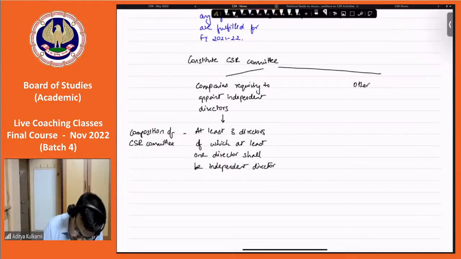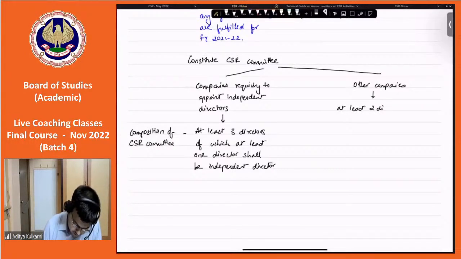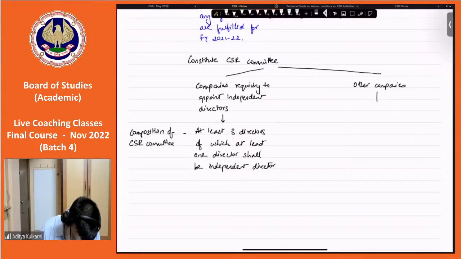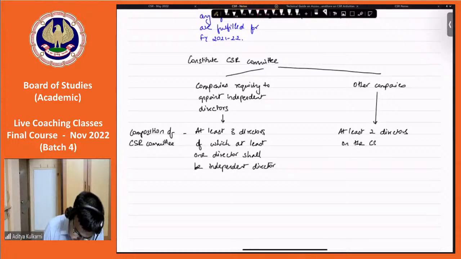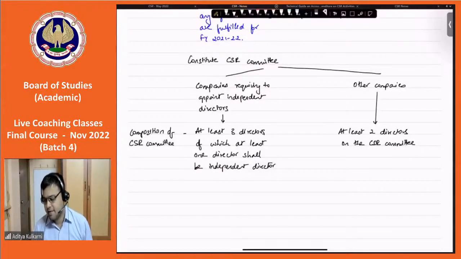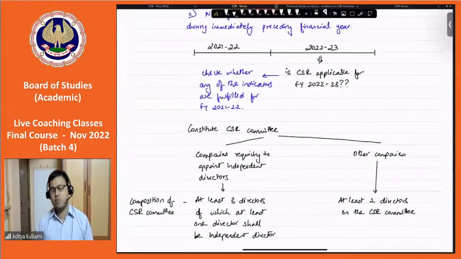And for other companies, at least 2 directors on the CSR committee. Other companies means those who are not required to appoint independent directors. So this is what is your 135(1). You meet the requirements, constitute the CSR committee. So this is the first point.